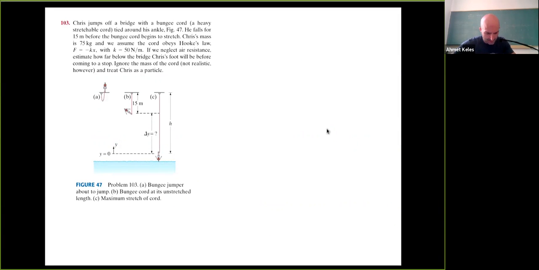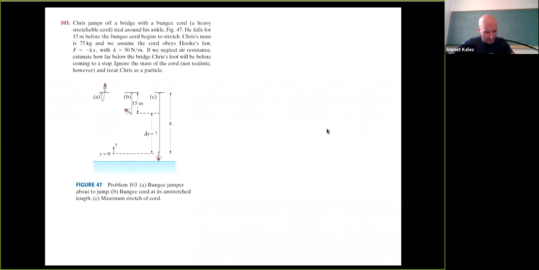So Chris jumps off a bridge with a bungee cord, a heavy stretchable cord tied around his ankle as in the figure. He falls for 15 meters before the cord begins to stretch. His mass is 75 kilogram, and we assume the cord obeys Hooke's law with K given. If we ignore air resistance, estimate how far below the bridge Chris's foot will be before coming to a stop. Ignore the mass of the cord. Okay, not realistic, however, and treat Chris as a particle. Okay, we are ignoring his size. All of his mass is accumulated in his foot.